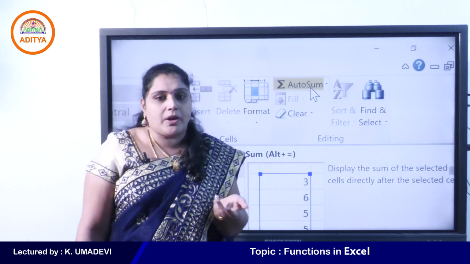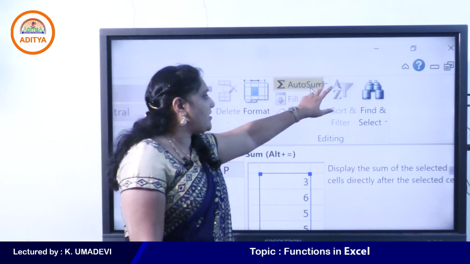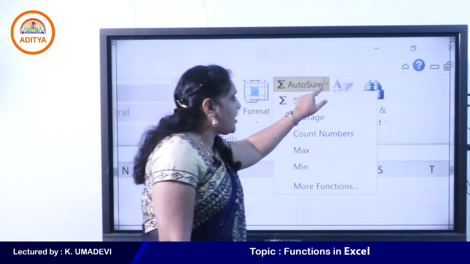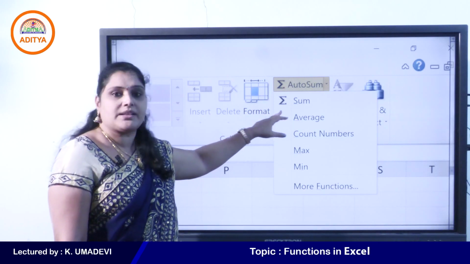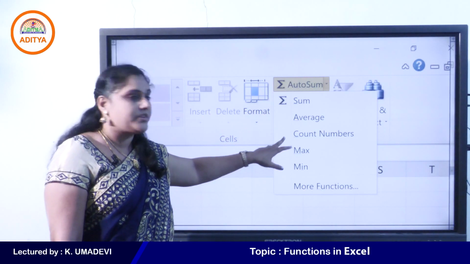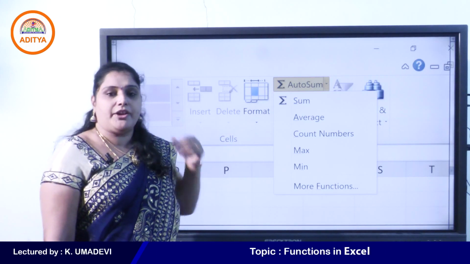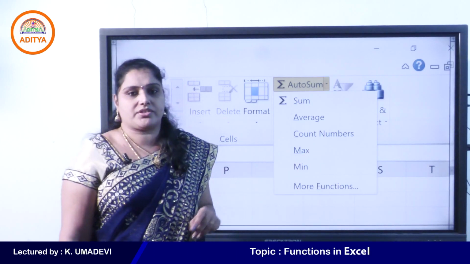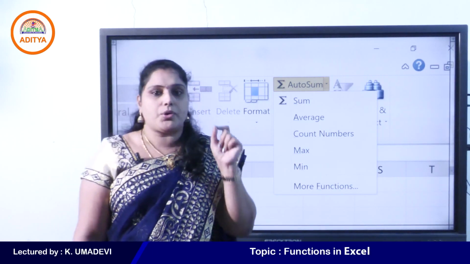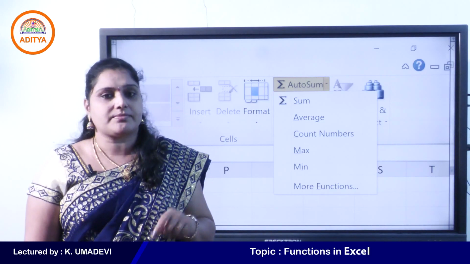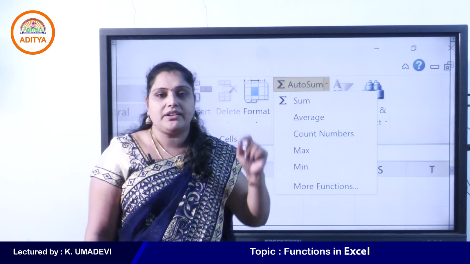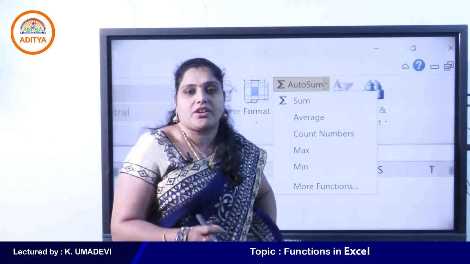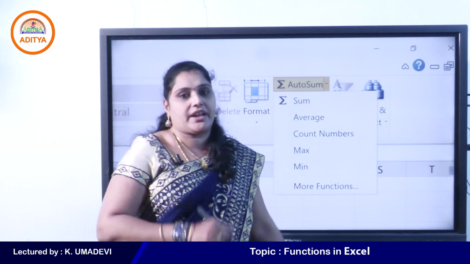If you want to perform some more functions, simply click on the AutoSum drop down. When you click on the AutoSum drop down, again the sum function is available, along with average, count numbers, max, min, and more functions are available under the Insert Function dialog box. What is the shortcut key to open the Insert Function dialog box, students? Shift plus F3 is the shortcut key to open the Insert Function dialog box.